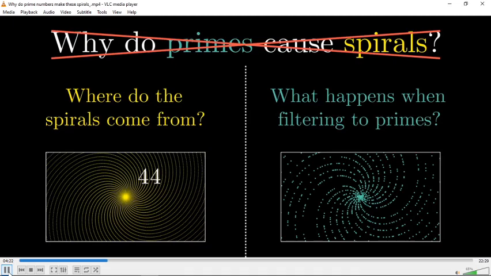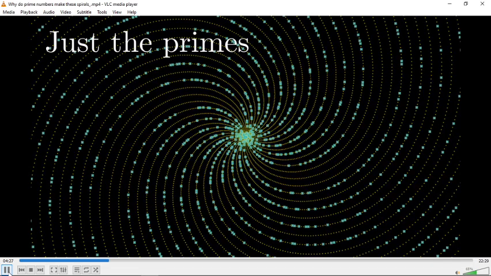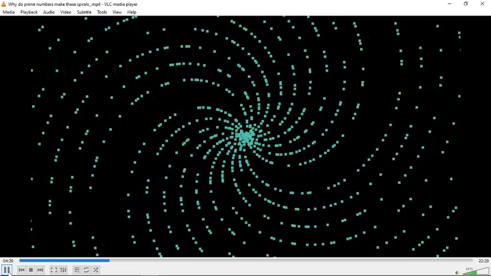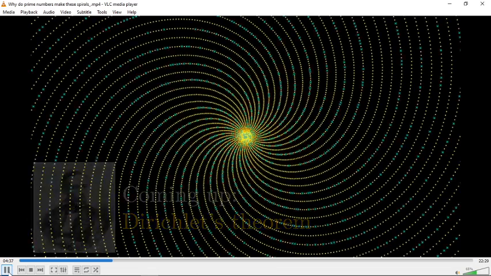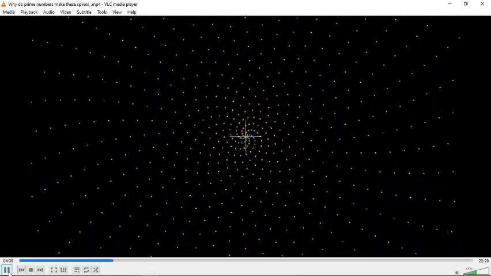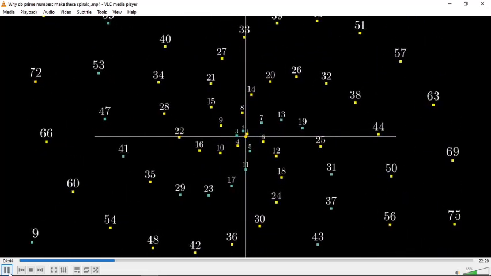There's a very satisfying answer for the spirals, and even if the primes don't cause the spirals, asking what goes on when you filter for those primes does lead you to one of the most important theorems about the distribution of prime numbers, known in number theory as Dirichlet's theorem. To kick things off, let's zoom back in a little bit smaller. Did you notice that as we were zooming out, there were these 6 little spirals? This offers a good starting point to explain what's happening in the 2 larger patterns.